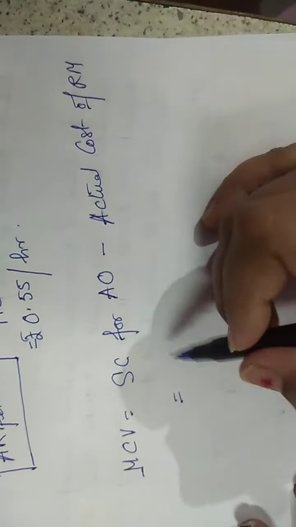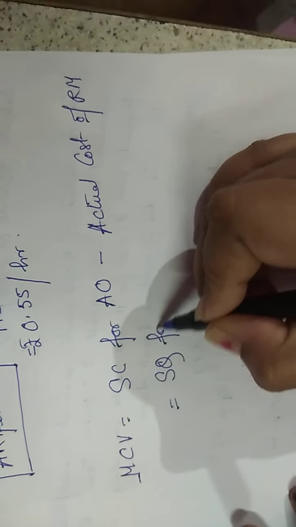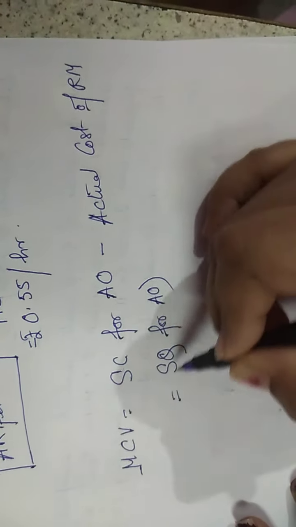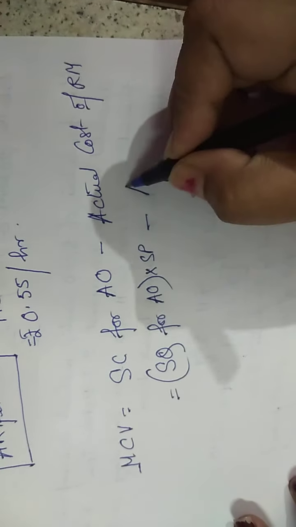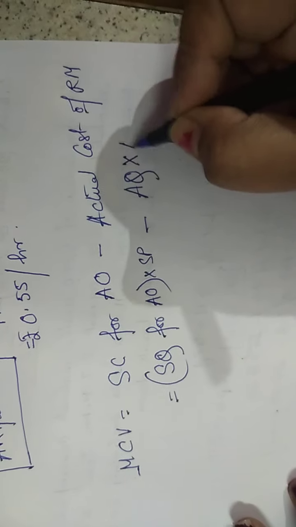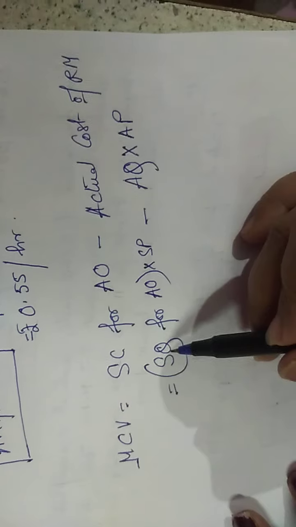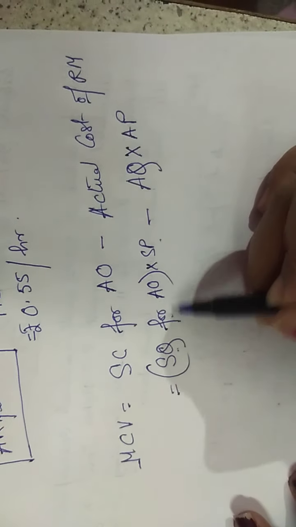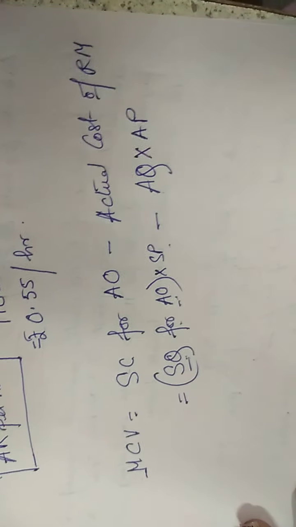Okay, the standard cost for actual output means standard quantity of raw material for actual output multiplied by standard price, minus actual quantity multiplied by actual price, that is AQ into AP. And this is not SQ into SP, it is SQ for actual output, standard quantity required for actual output. Now what does it mean, standard quantity for actual output?